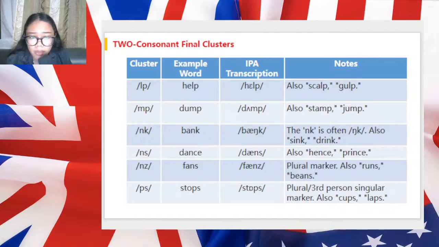Then we have the NS cluster, as in dance. Here, the N sound transitions smoothly into the S sound right at the end. It's a continuous flow of air from the nasal end to the S sound. This cluster is also in words like hens and parents. So let's try dance, hens, prince.